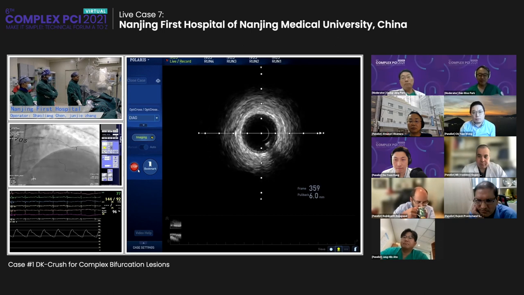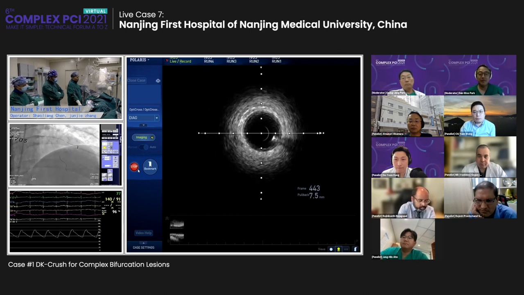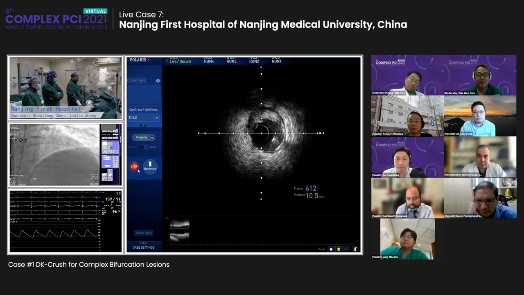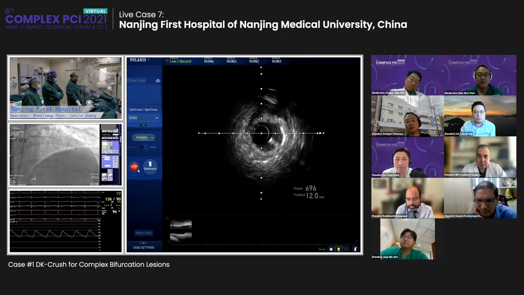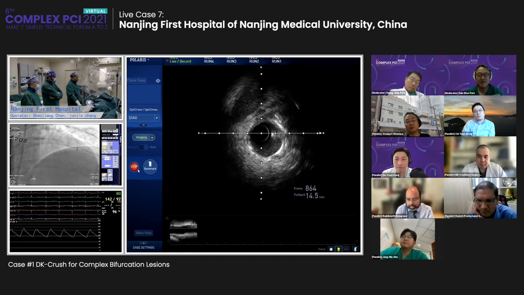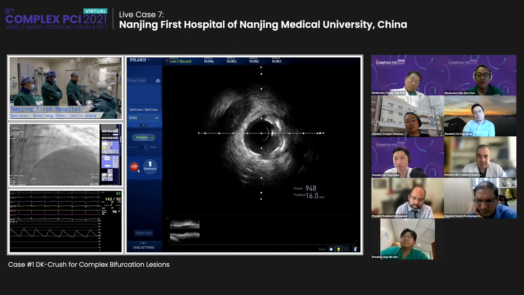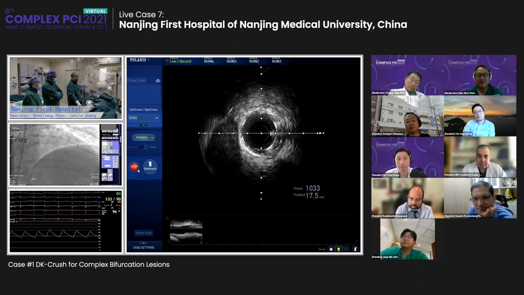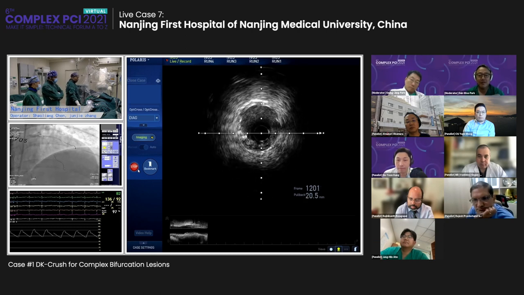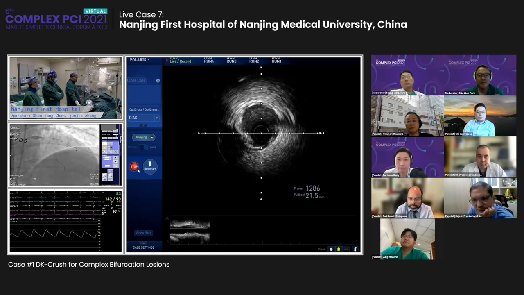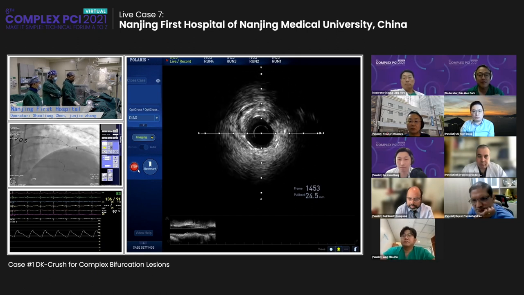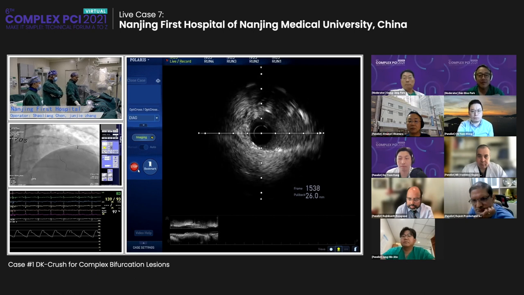Another thing I need to tell you is that our DK crush 8 randomized multicenter study is ongoing. The study compares IVUS-guided and angio-guided DK crush technique. But in designing the study protocol, the problem was the criteria for defining optimal PCI for non-left-main bifurcation lesions. In our DK crush study we are using 6.5 and 5 for non-left-main bifurcation lesions, but 10 and 7 for distal left main bifurcation lesions.